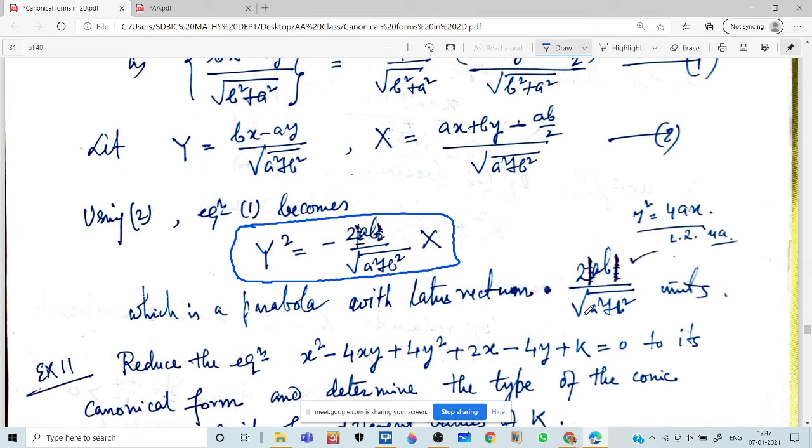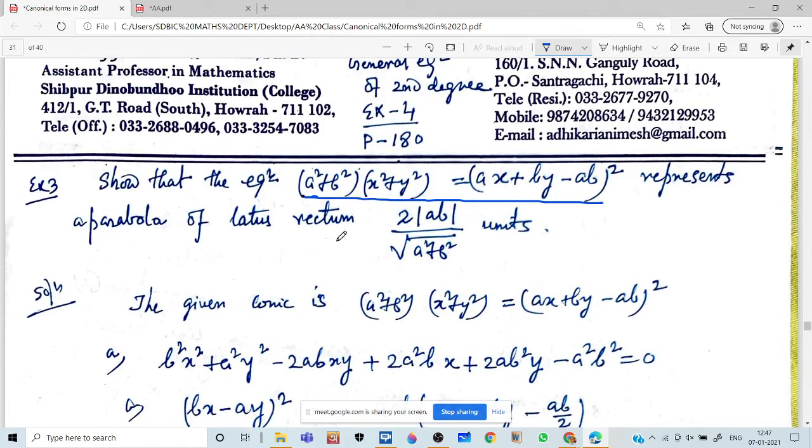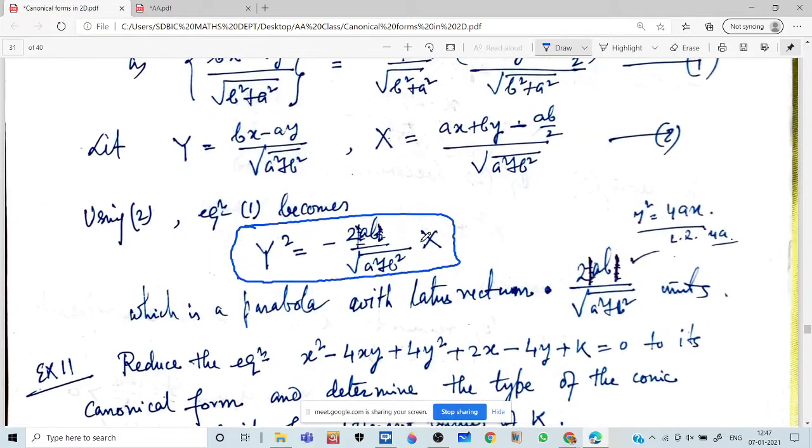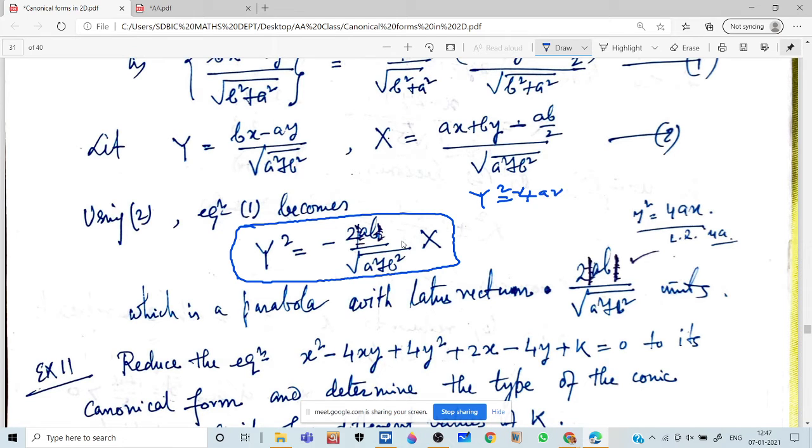2ab, this big twice ab. The latus rectum is 4a when y square equals 4ax. Here the negative sign only indicates the direction. So for y square equal to minus 4ax, the latus rectum is still 4a, so here use the modulus sign. So 2 mod of ab by root over of a square plus b square units is the length of the latus rectum.